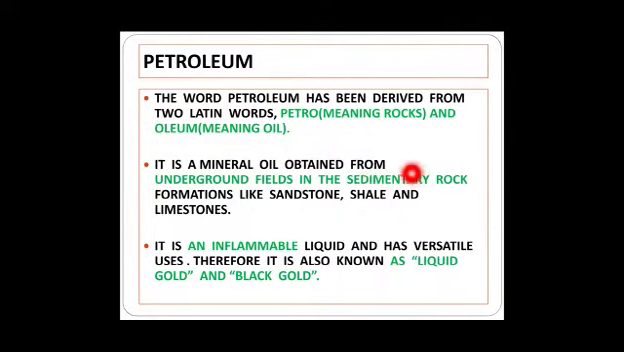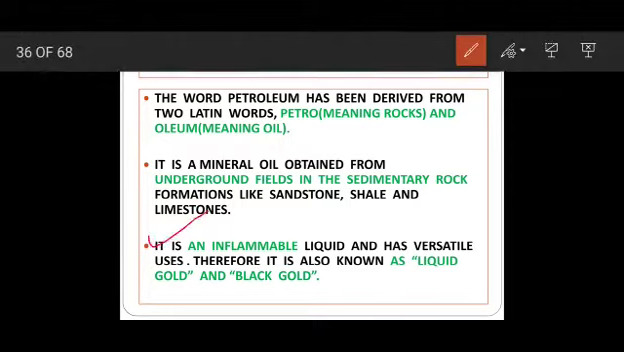It is a mineral oil obtained from underground fields in the sedimentary rocks like sandstone, shale and limestone. So these are the sedimentary rocks in which the marine plants and animals were trapped millions and millions of years ago, and they were turned to petroleum and natural gas. Now it is an inflammable liquid, and because of its high inflammability it is versatile, and that's why it is often known as liquid gold or black gold.